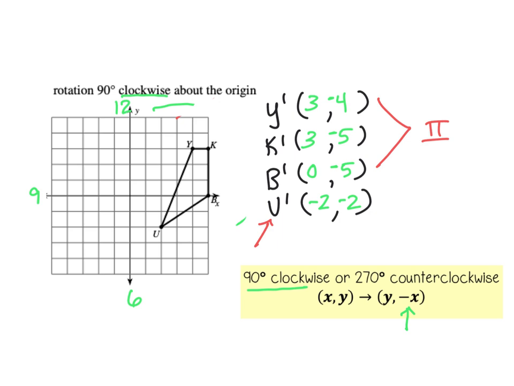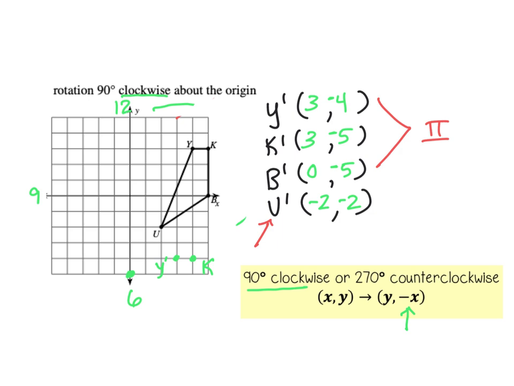1, 2, 3, 1, 2, 3, 4. And I'll just say y primed. And then 3, negative 5. So I'm going to undo where I put y primed and put it on the other side because k primed is right here. B primed would be 0, negative 5, right over here.